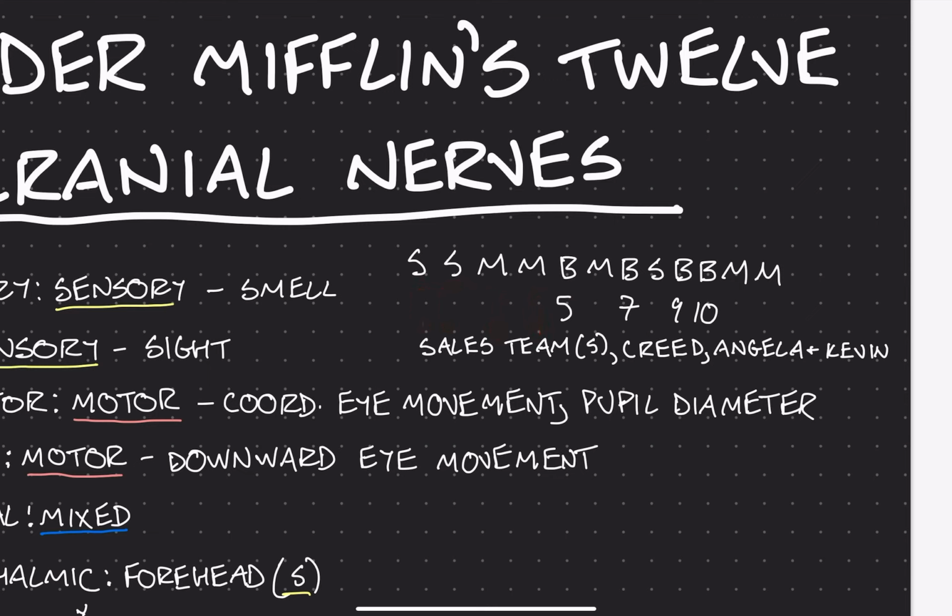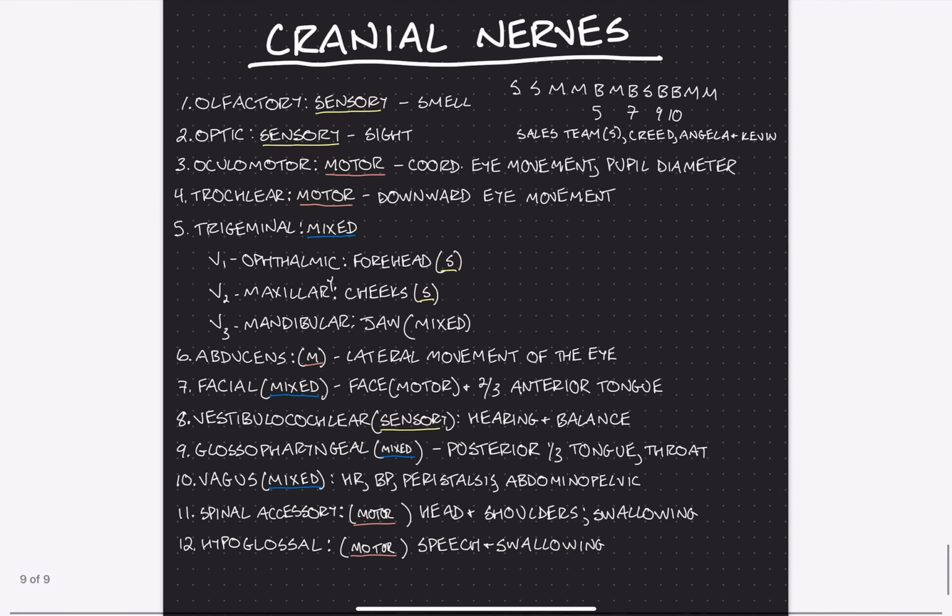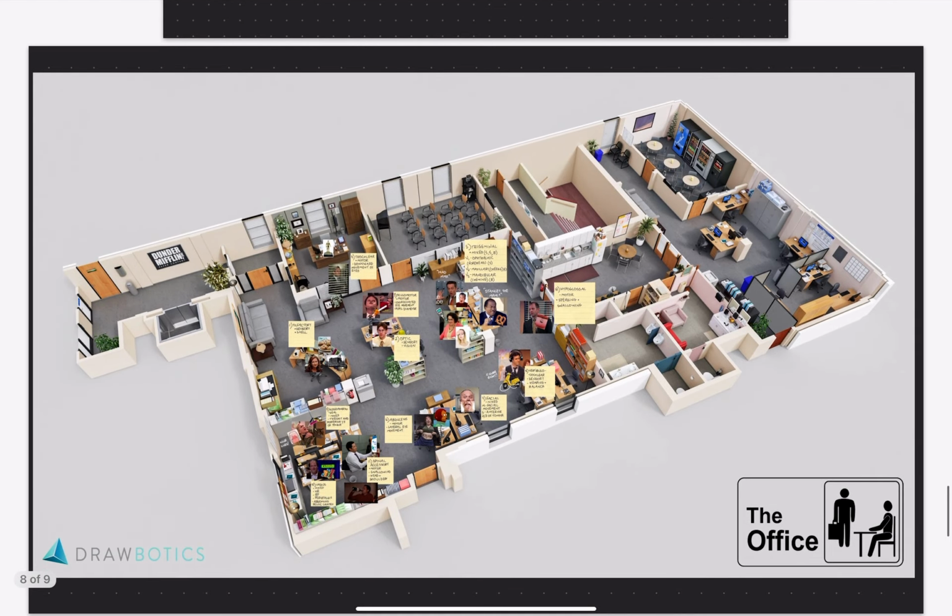You can also remember 5, 7, 9, and 10, which is the trigeminal sales team, Creed, which is facial, Angela, 9 lives, glossopharyngeal, and Kevin, Vegas. See, you're already remembering that Kevin is Vegas and that he's the 10th. Angela, you're thinking 9 lives. Sal's team, you're thinking trigeminal, which is the 5th. So it's already starting to come together, hopefully. But recalling this while thinking about that memory palace is what's really going to cement this into your long-term memory. So there you go, and I hope this helps.